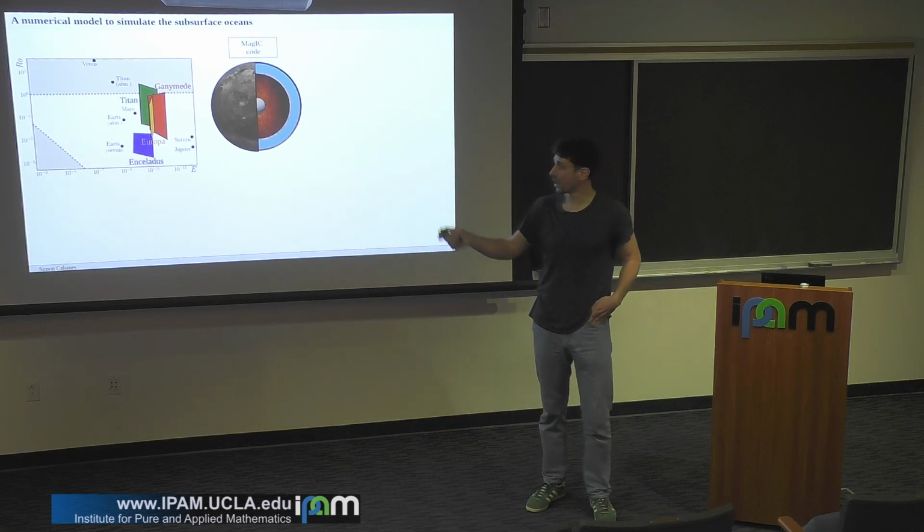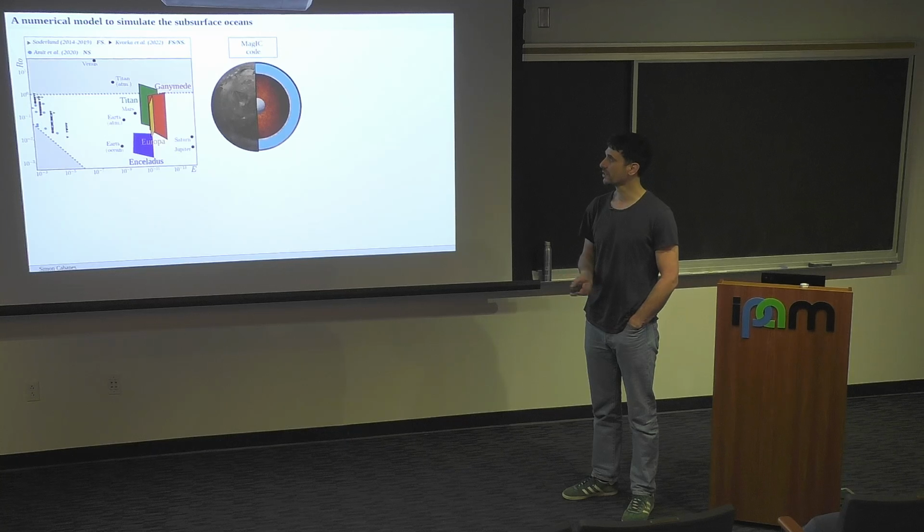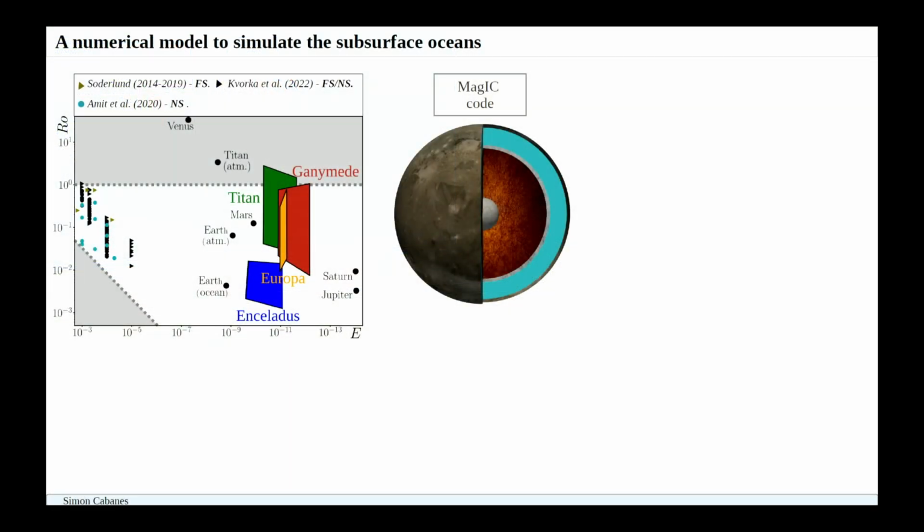And let's be back with my Rossby and Ekman diagram, and let's first report some of the previous studies that have been conducted on that topic. So some from Söderlund, Vorka, and Hamid, and respectively with the boundary conditions they've chosen, free slip for FS and NS for no slip.